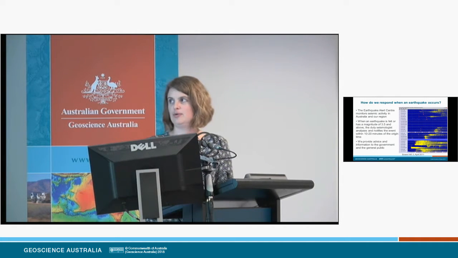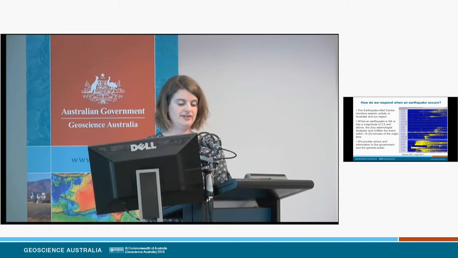This is an example of the screens that we have in the warning centre, receiving real-time information. This is an example of the Bowen earthquake in 2011. And it's these screens that are our first warning that an earthquake is coming before the alarm goes off.